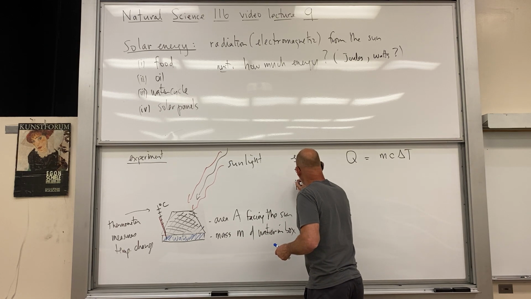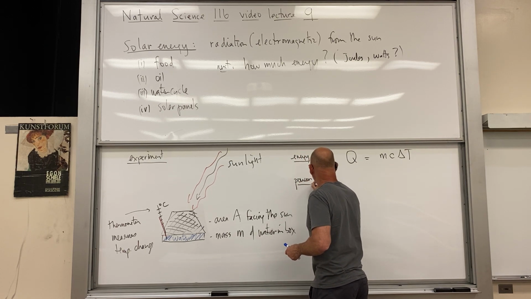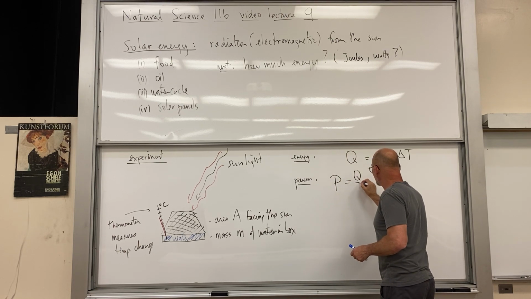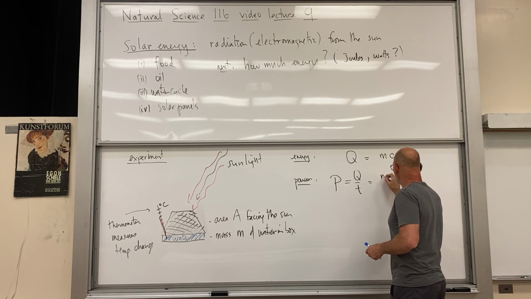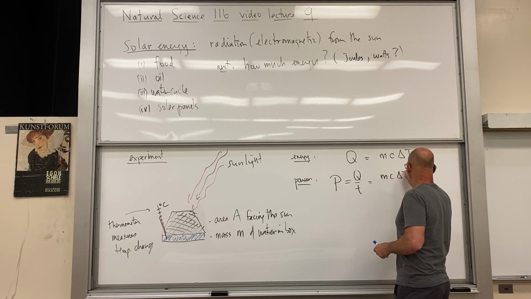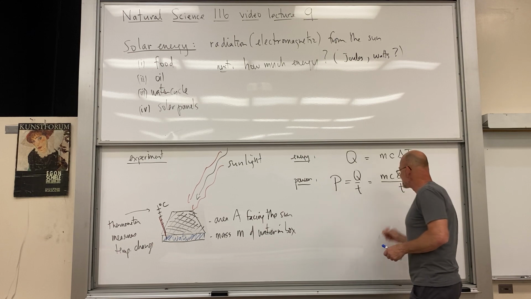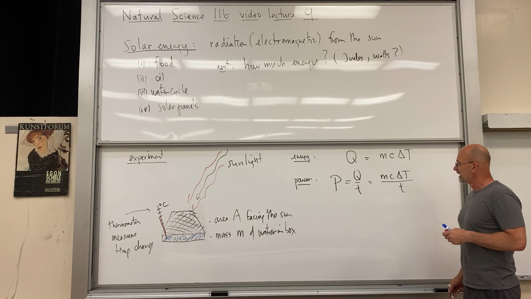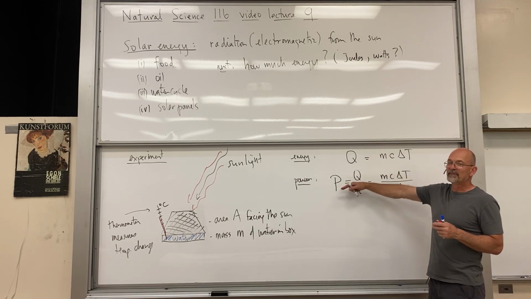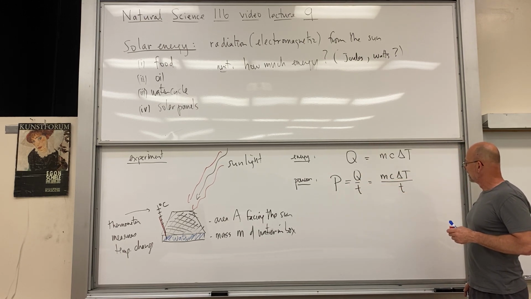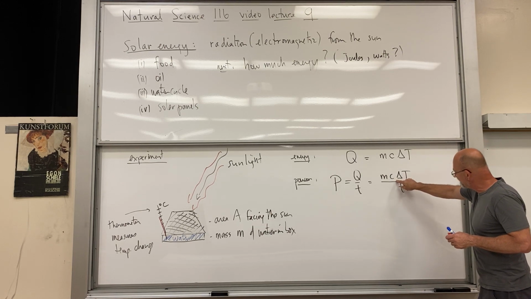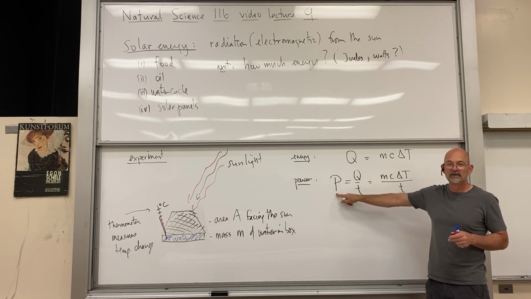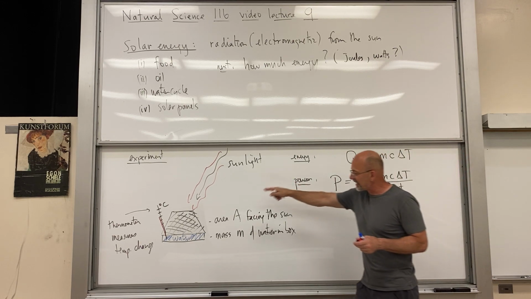Now we could talk about the power. That would be P equals energy divided by time, so that would be mcΔT divided by t. The t here, lowercase, is time. So we've had energy and power before. If you had a certain ΔT in a certain amount of time, this experiment would tell you how much power was coming into that water.